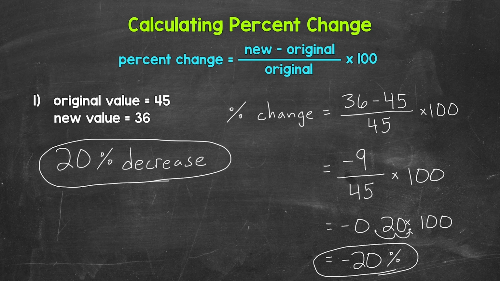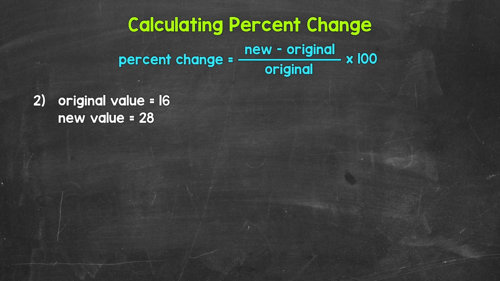Let's move on to number 2. Taking a look at number 2, we have an original value of 16 and a new value of 28. We had a change. The original value, 16, increased to 28. We need to figure out the percent change here.